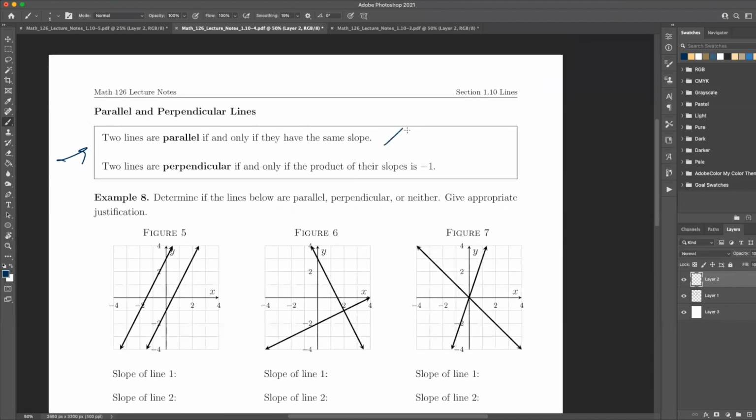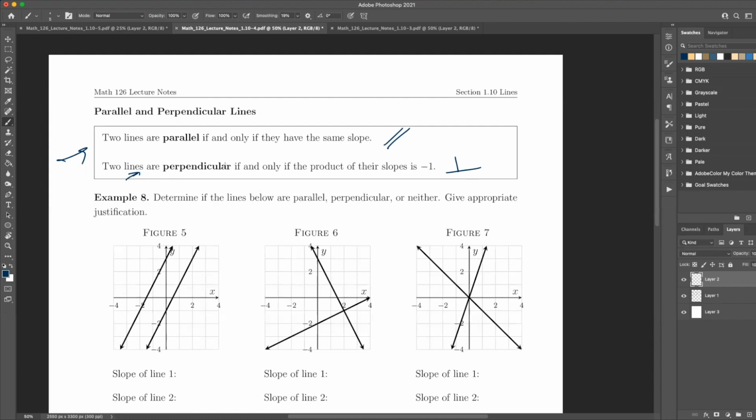So parallel lines, we use this symbol. Perpendicular lines use this symbol. I will be using these symbols, right? So, parallel and perpendicular. Two lines are parallel if and only if they have the same slope. That's true. Two lines are perpendicular if and only if the product of slopes is -1. This is the way your book worded it.